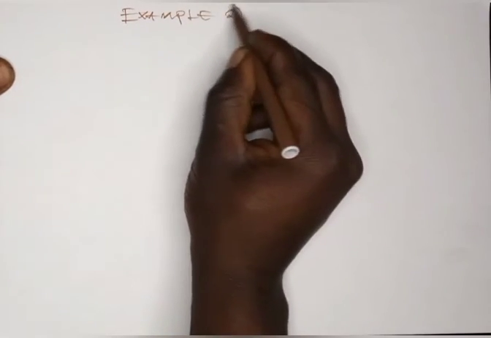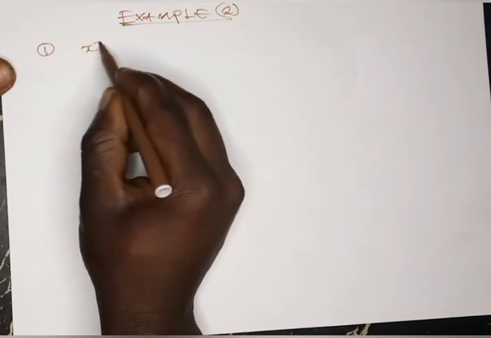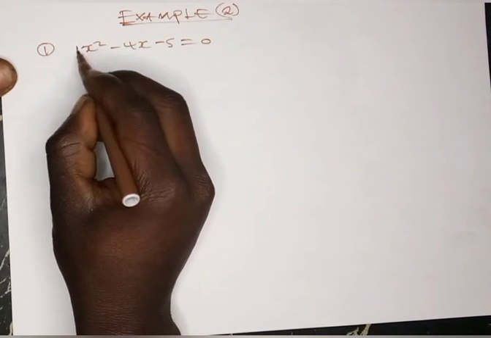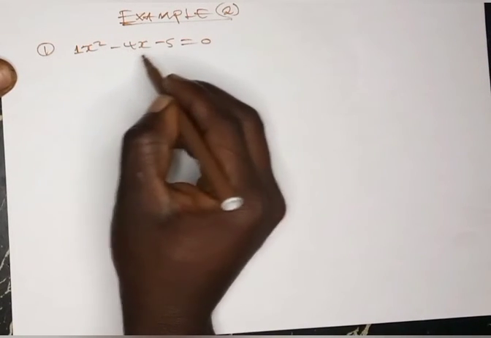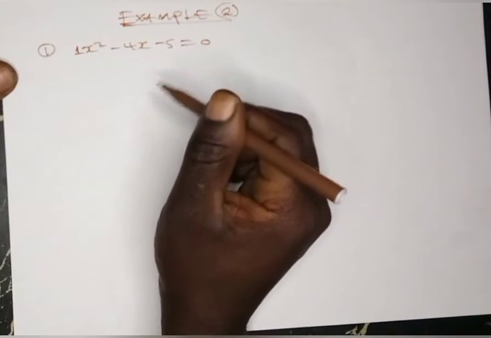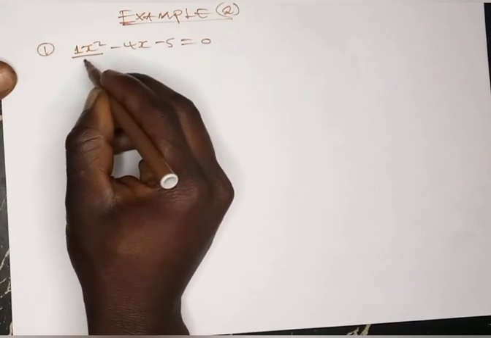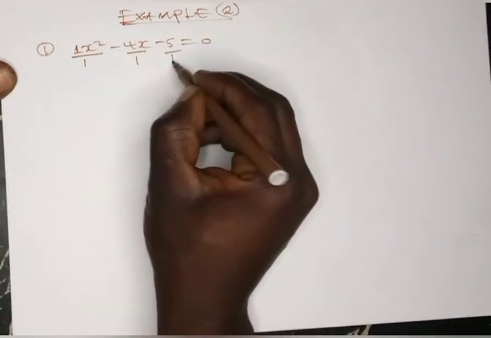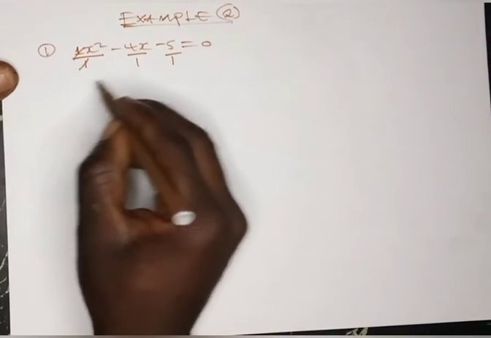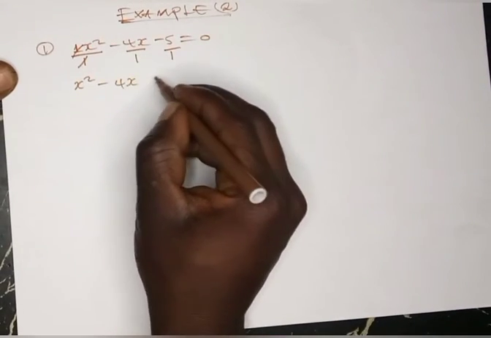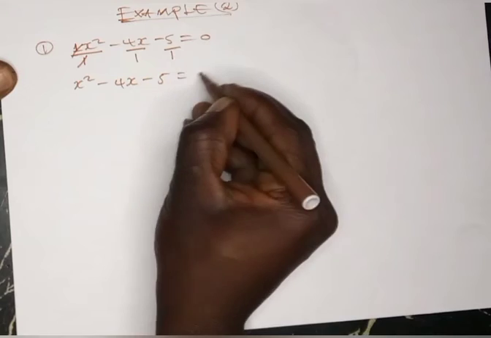So let's try this example. Example 2, which is written as x squared minus 4x minus 5 equals 0. Here there is a coefficient of 1, then 4, and then negative 5. If there was an a we would divide by a. Now there is 1, so we divide by 1 throughout. Then we remain with x squared minus 4x minus 5 equals 0.